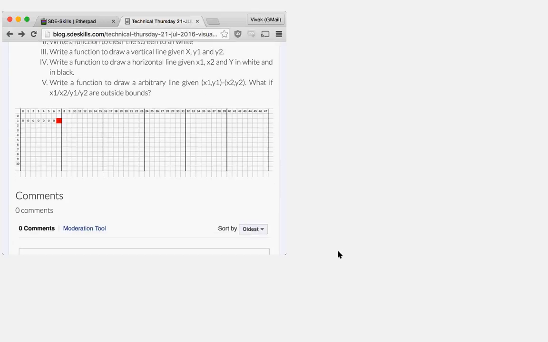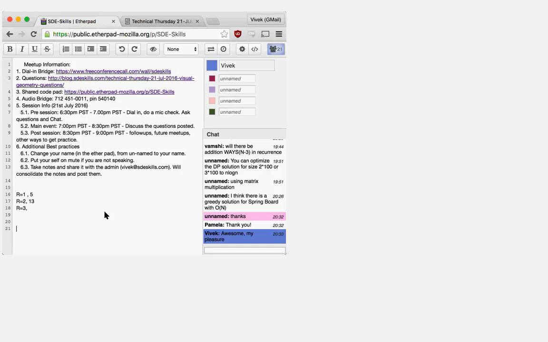Yes, Kavita, go ahead. Can you show it in the Etherpad? No, I couldn't understand what you're saying. Can you repeat that? Can you show it in the Etherpad, what you're saying? Because I'm not able to comprehend it. In the Etherpad, sure, of course. So is this the Etherpad?